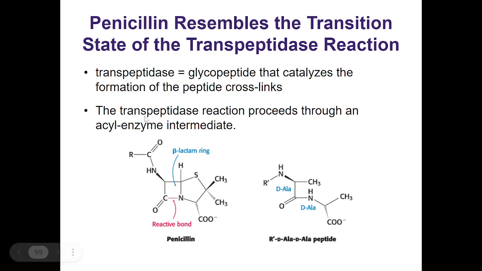And so what we're going to see here is the transpeptidase will proceed through an acyl enzyme intermediate. And this right here is then the beta-lactam ring. When it tries to go for this group and it does its normal catalytic activity, what's going to happen is this reactive bond is then going to open and it will react with the site, sticking in there, deactivating the enzyme, right?